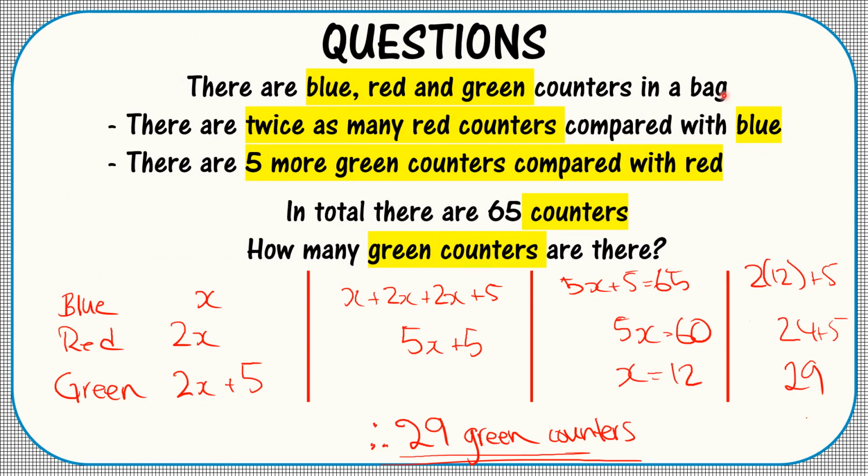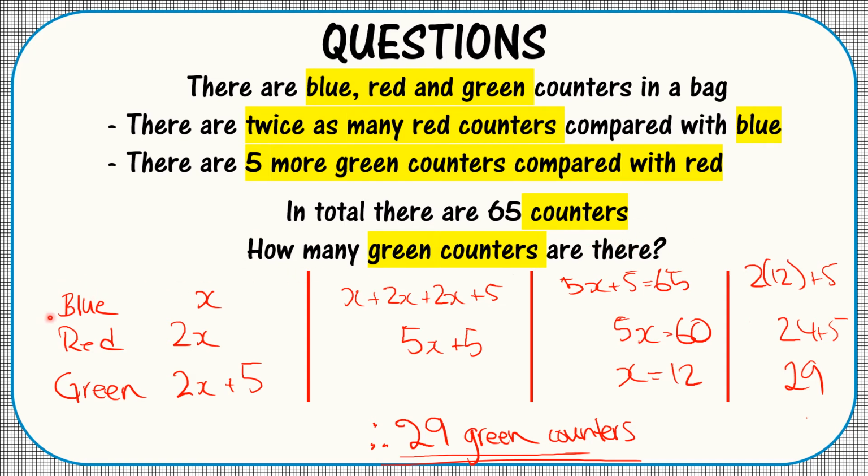With all types of worded questions, I would advise you to underline or highlight any key information. There are blue, red and green counters in a bag. There are twice as many red counters compared with blue, and there are 5 more green counters compared with red. In total, there are 65 counters. How many green counters are there?